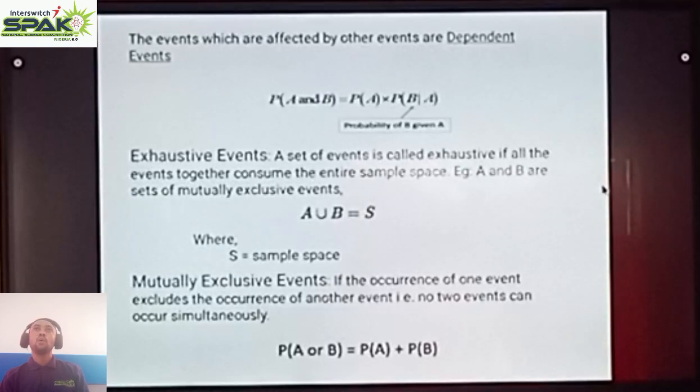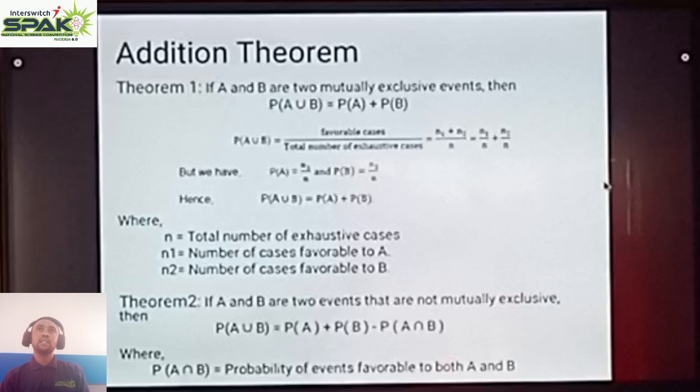That is dependent. We have exhaustive events. That is when you exhaust all the elements. That is when you are given 2 or more events, and that 2 or more events contain everything that is in sample space. It means that you've exhausted the sample space. So that kind of event is known as exhaustive event. Then we have mutually exclusive event. If the occurrence of one event excludes the occurrence of another event, that is, no 2 events can occur simultaneously. So that event is called mutually exclusive.